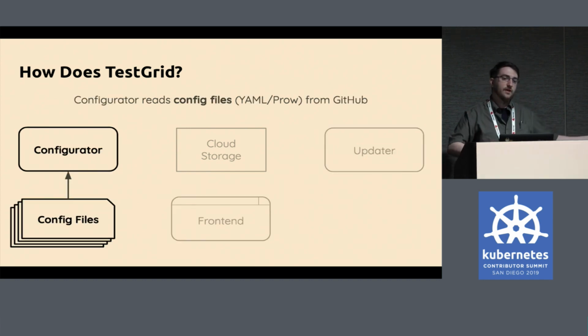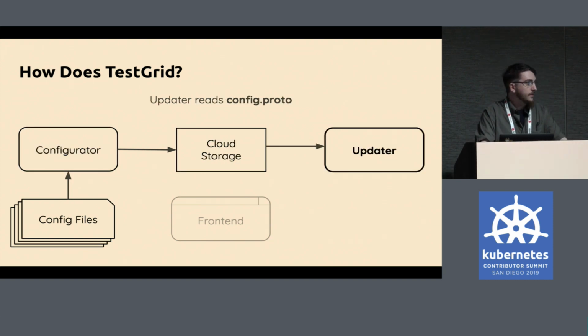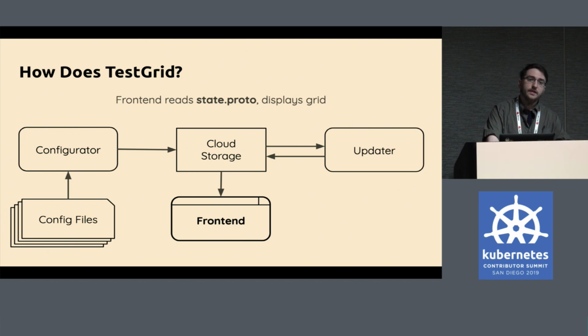The config files, or the output of Configurator if you're using Prow, gets read in from GitHub. Then that goes into cloud storage. Then another piece takes it from cloud storage and actually goes and gets the JUnit information. So it gets the actual results, what passed, what succeeded, historical data, that kind of thing. And then it writes it back to cloud storage in a different proto. This one's the state proto. And then the front end reads the state proto and actually displays the pretty graph.